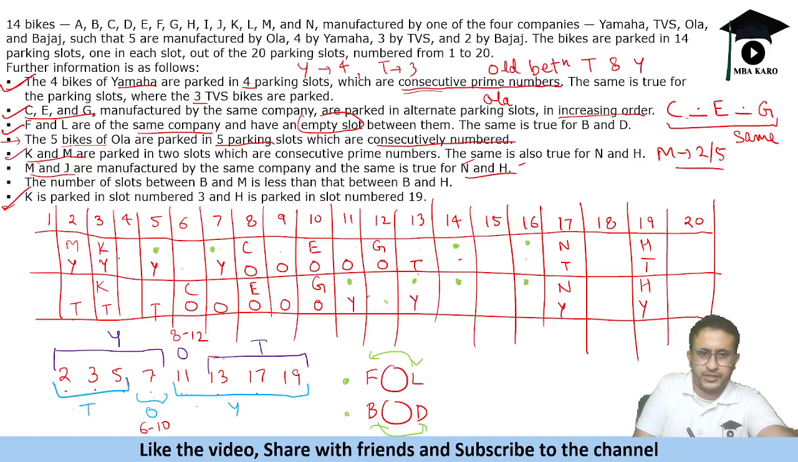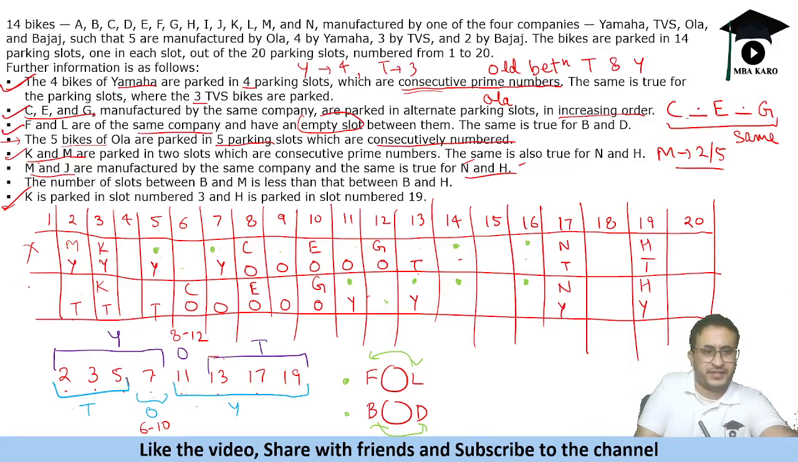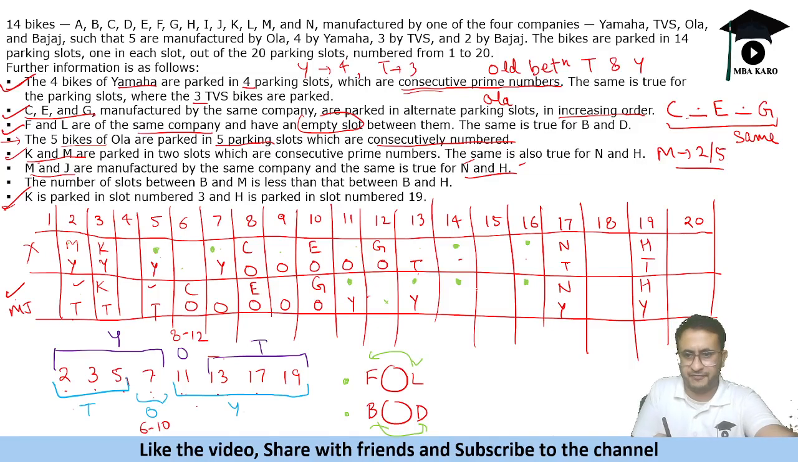So we cannot put J in the same company because this is FL or BD. The green dot means FL or BD. So we cannot put M and J together. So this case gets eliminated. So this means we will be accepting this scenario, and M and J are of the same company. Now M and J are these two. Then FL and BD have to be these.